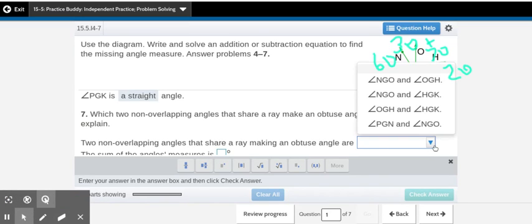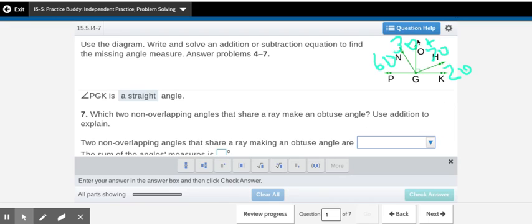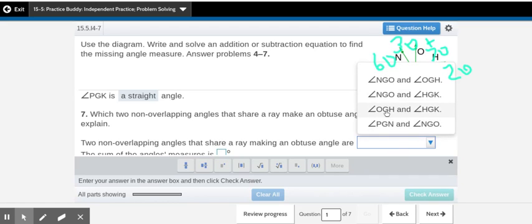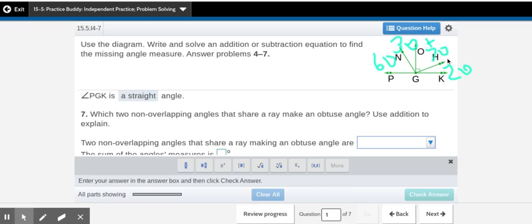I'm liking our first set. Let's look at NGO and HGK. 30 plus 20. That's only giving us 50. That's still an acute. That won't work for us. Let's look at the next option. OGH and HGK. If we add these together, that gives us a 90 degree. That's not an obtuse. That's a right angle. That won't work for us, because we're looking for obtuse.